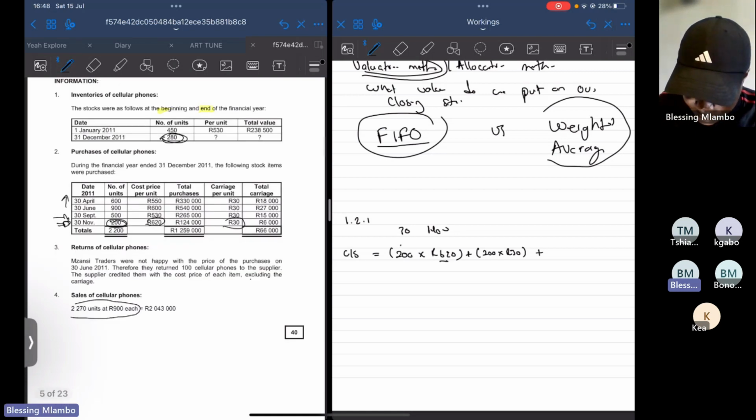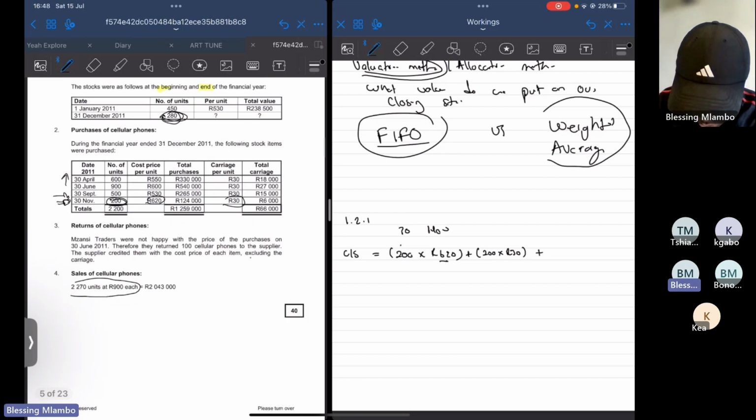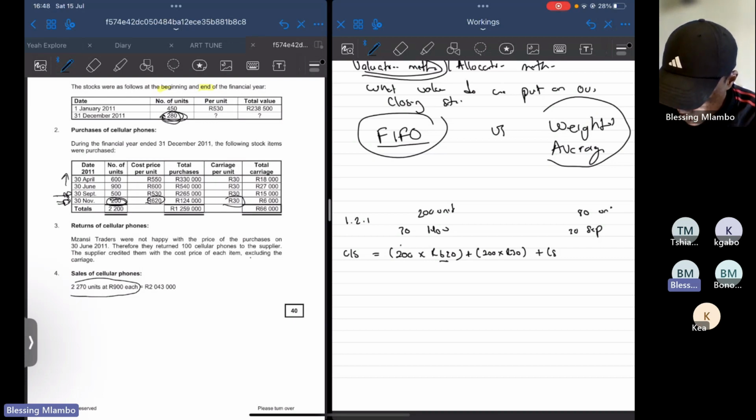But remember, they said we have 280 units in our closing stock. We've only accounted for these 200 units. So the 80 units come from the one that was bought on the 30th of September. The 200 units are from the 30th of November, the 80 are from the 30th of September. So we need to go and add that 80 times the purchase price of 530.